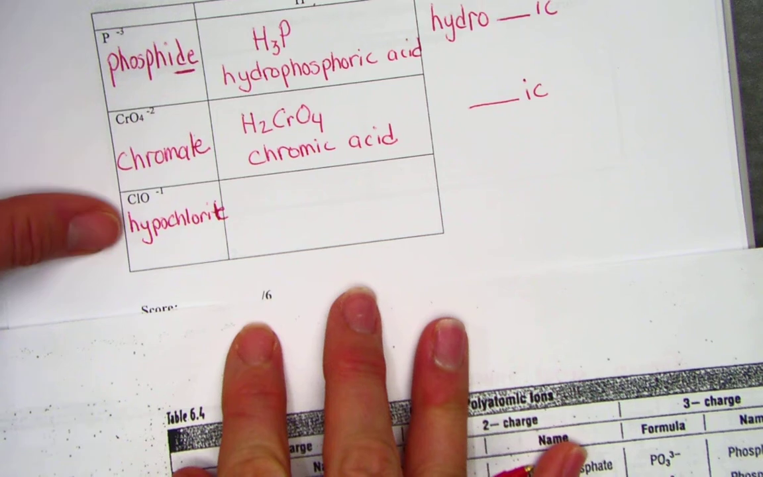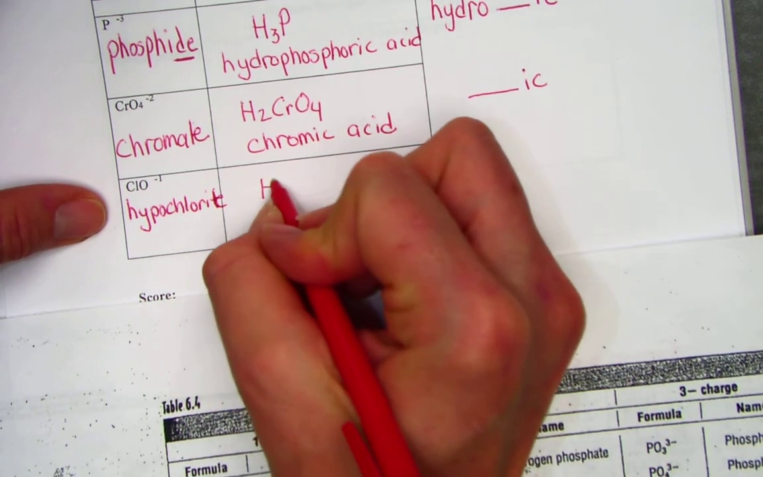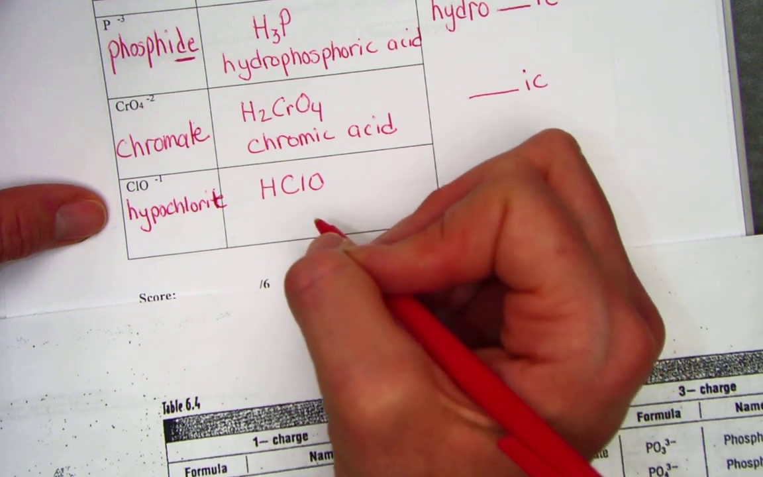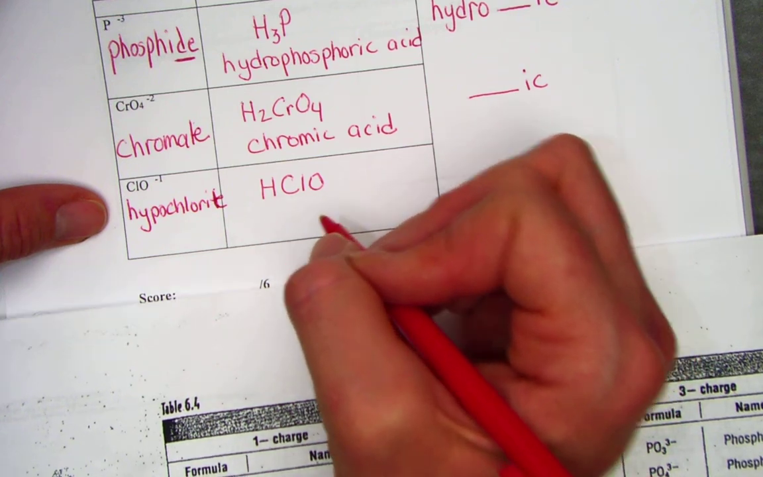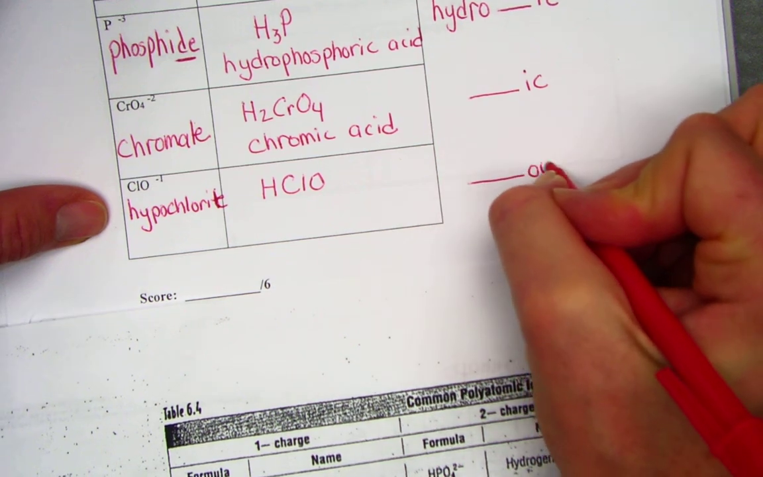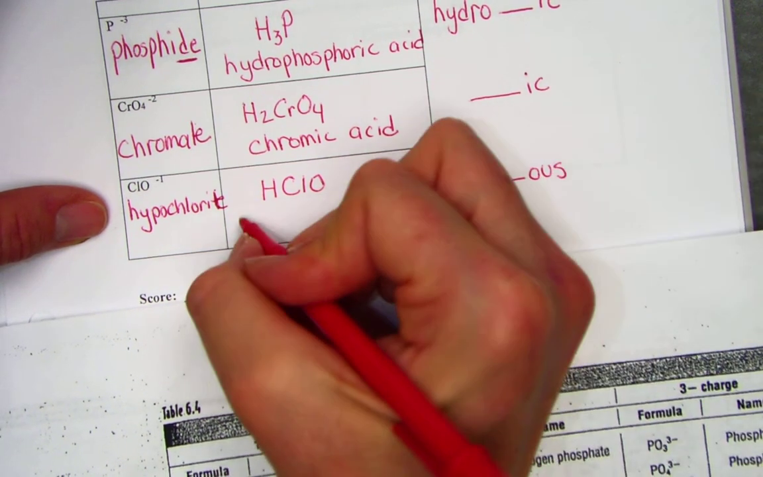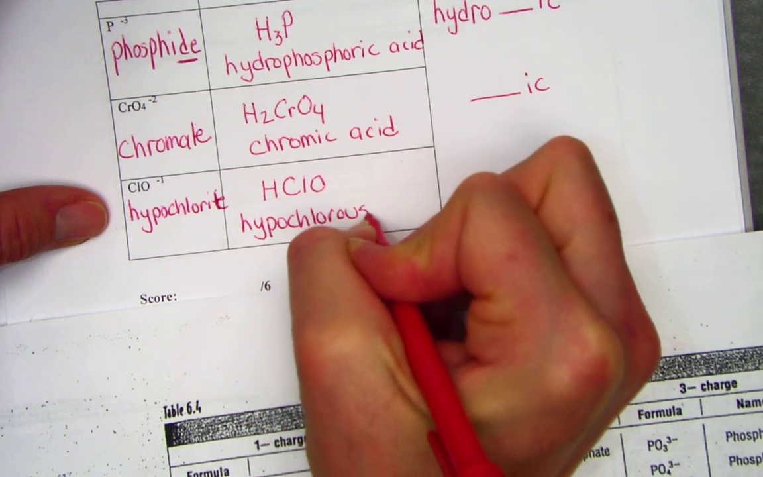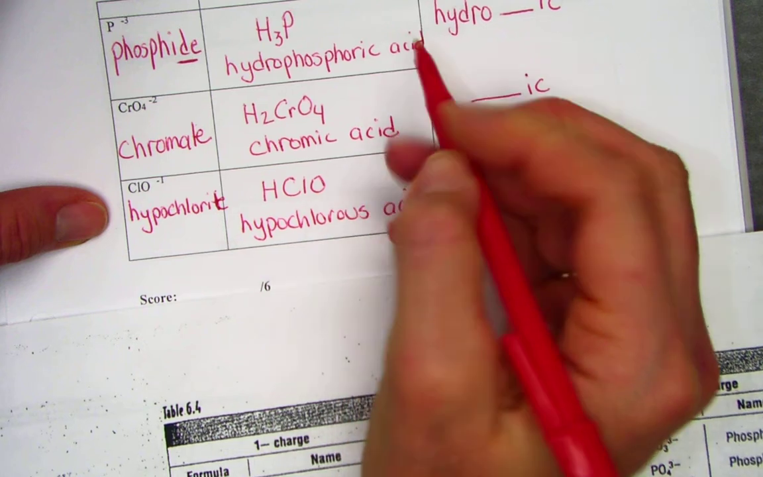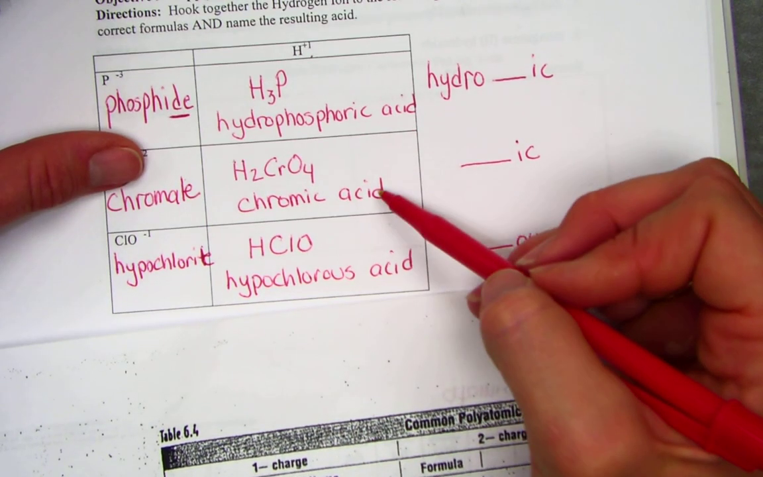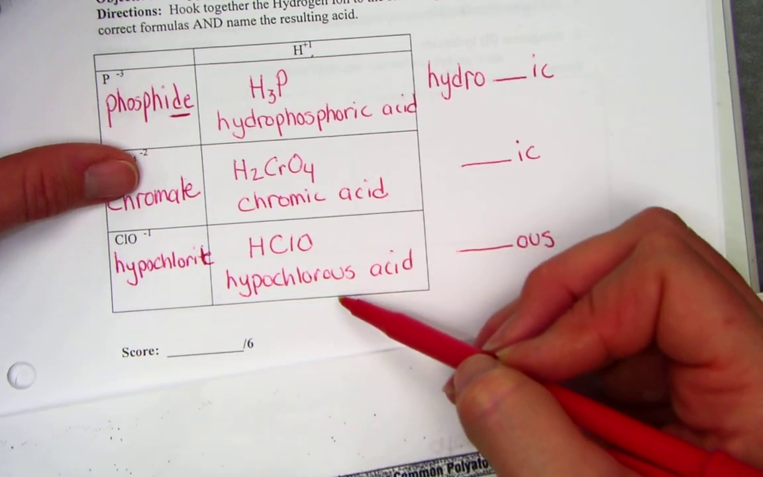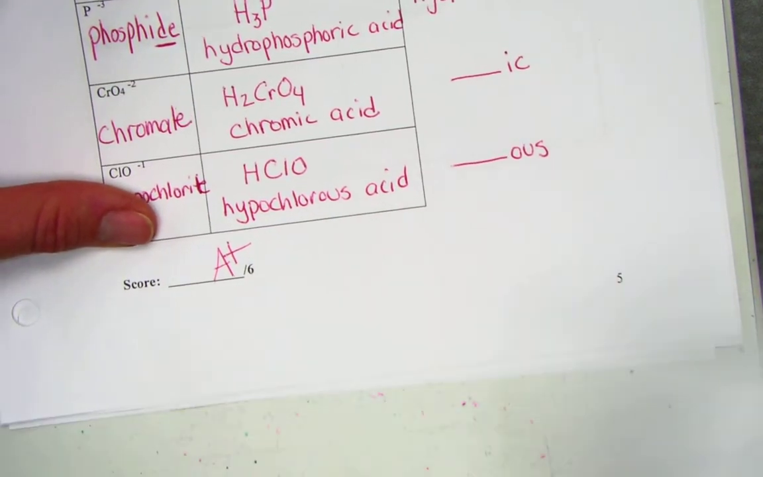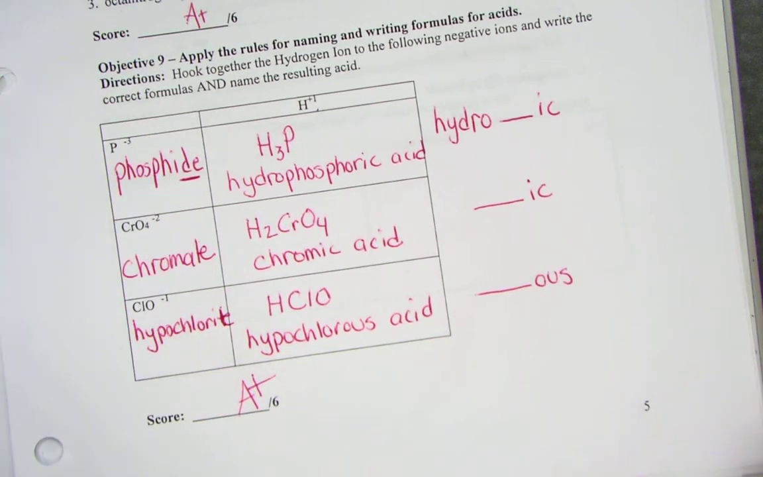The last one is a polyatomic called hypochlorite. H is a +1 attached to the polyatomic -1. We simply get HClO. ITE turns to ous, says the acid rule. Hypochlorite becomes hypochlorous acid. Hydrophosphoric, chromic, hypochlorous acids. Acids always start with an H that carry a +1. Remember to consider charges.